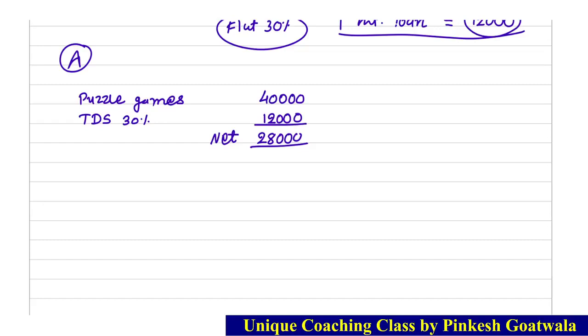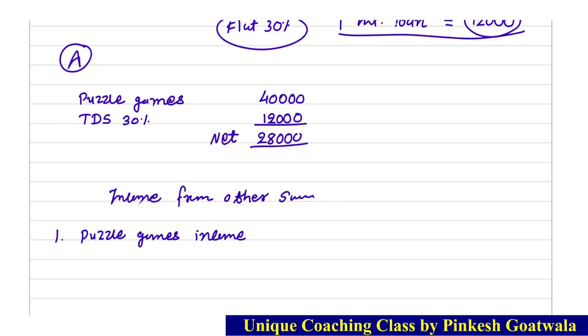He got a prize of 40,000, but TDS was directly cut at 30%, so he gets 28,000, the net amount. Now when we prepare the statement, that is income from other sources, here we have to show this income, puzzle games income. There is a rule that here we have to show gross income, not after the tax.